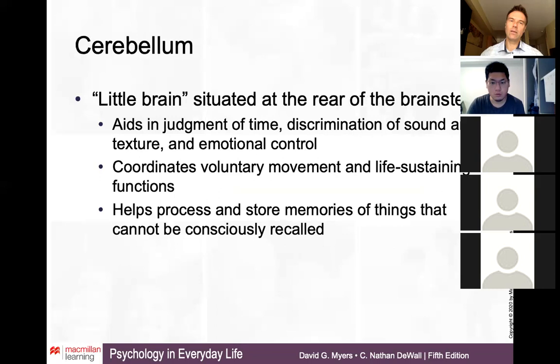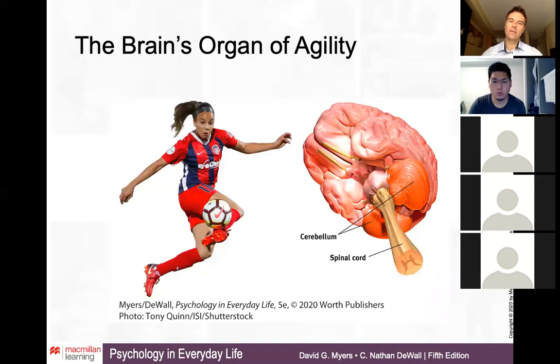So again, the cerebellum is responsible for various functions, but judgment of time, discrimination of sounds and texture, emotional control, so inhibition, just like the prefrontal cortex, but also coordinates voluntary movement. And so athletes, here's a picture of an athlete.